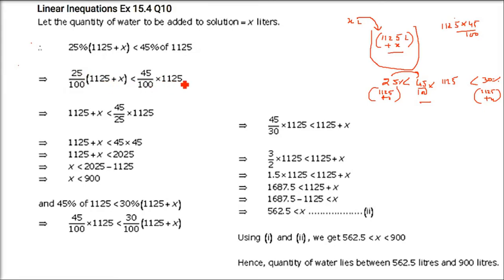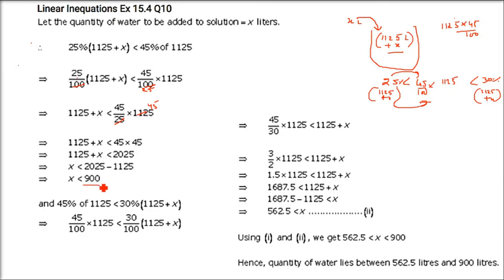So now you can just multiply both sides by 100, so you can get rid of 100. Now 1125 plus X, 25 you can take on the right hand side. 1125 divided by 25 is 45. So this goes by 45. Now 45 into 45 is 2025. Take 1125 on the right hand side, you get X less than 900.